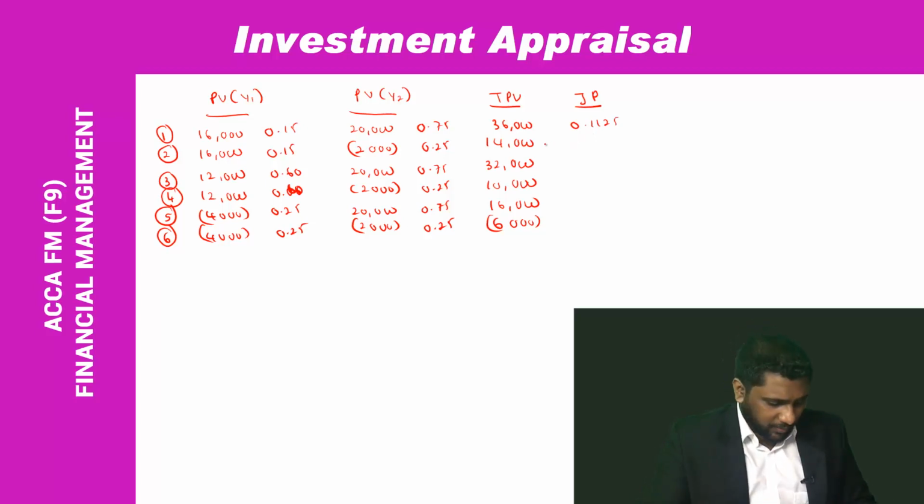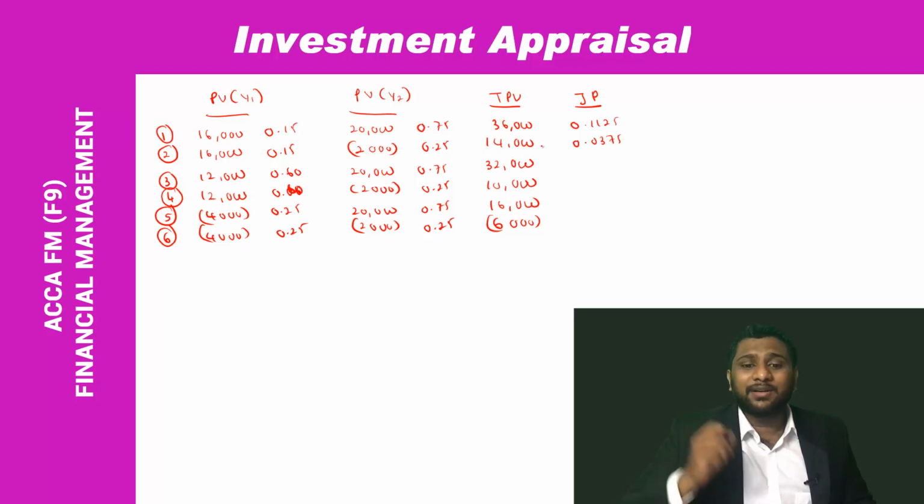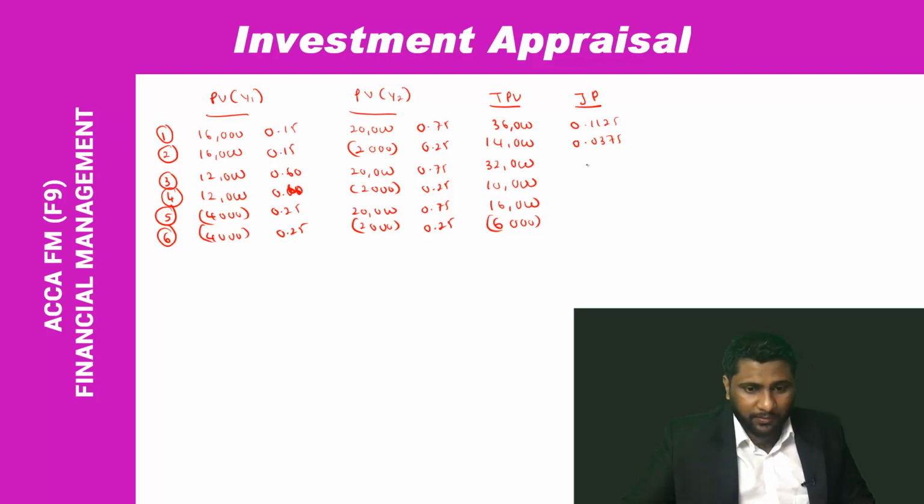And let's do the next one, 0.15 into 0.25. Here how much you are getting? 0.0375. So what's the meaning of this 0.0375? The probability of getting this 14,000 is 3.75%. So next one, 0.6 into 0.75. How much is that? 0.45.